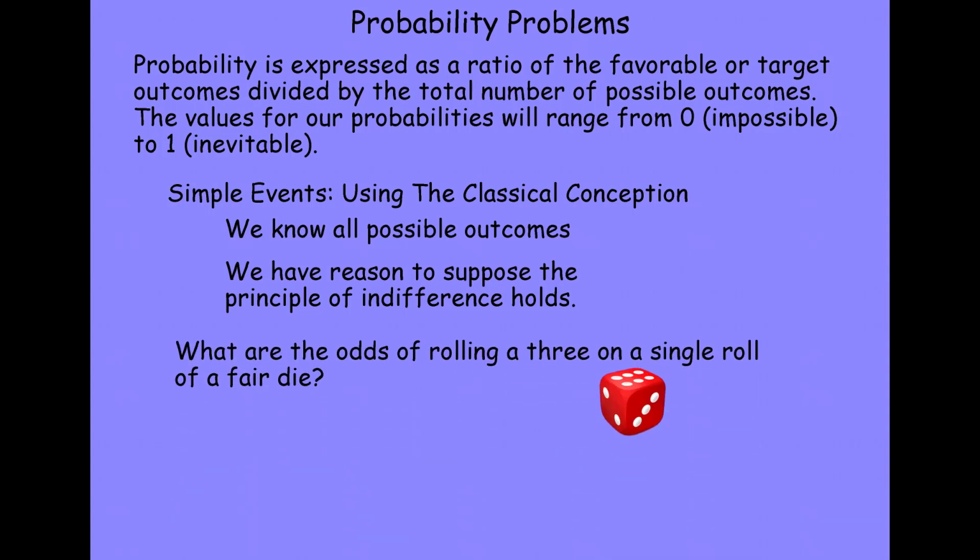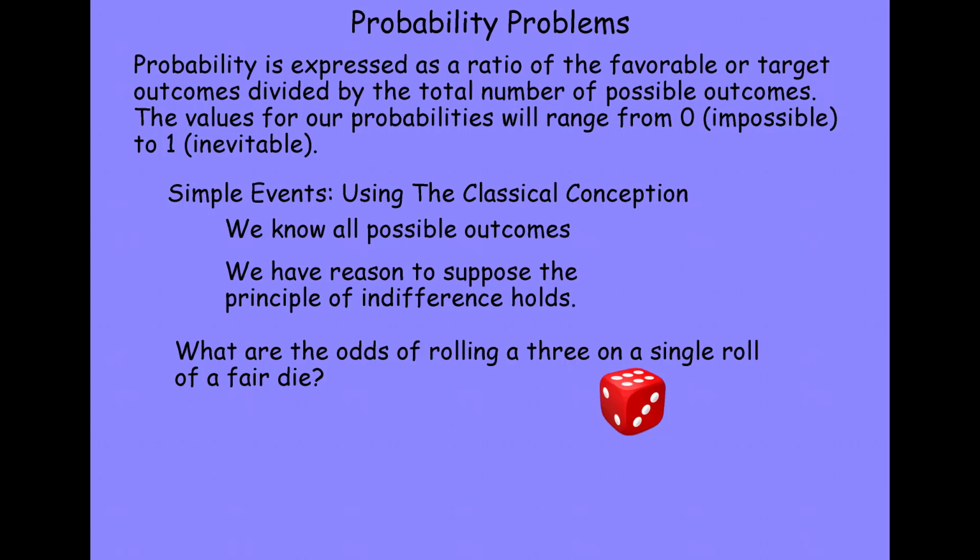So let's take an example. What are the odds of rolling a 3 on a single roll of a fair die? So the first thing we'll know is that we know all the possible outcomes of our roll of a die. That die has 6 faces, and so there are 6 possible outcomes. And so our n is going to equal 6.